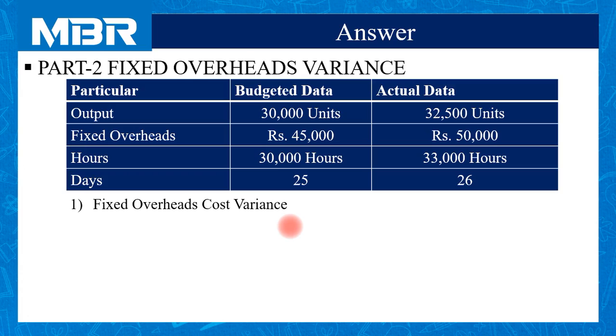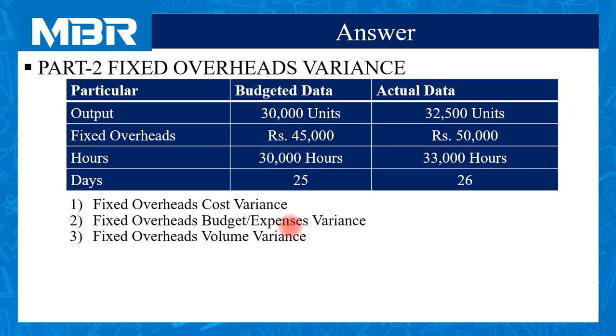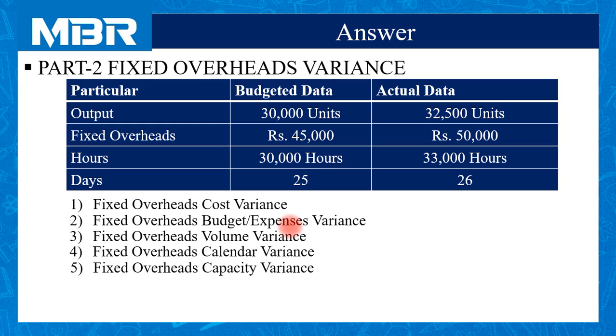First, fixed overheads cost variance. Second, fixed overheads budget or expense variance. Third, fixed overheads volume variance. Fourth, fixed overheads calendar variance. Fifth, fixed overheads capacity variance. Information of unproductive time is not given, otherwise number 6 will be influenced. But here we are not supposed to worry for this thing. Number 6, fixed overheads efficiency variance. 7th, IT variance is not possible as the information is not given.